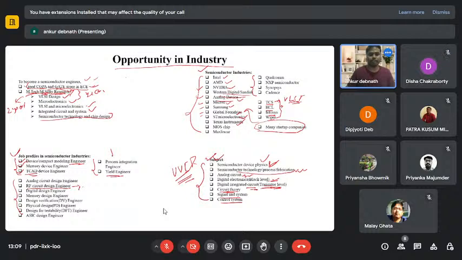This RF circuit design profile is there in Intel also. NVIDIA is also there. Not in Western Digital, but in NVIDIA. I think AMD, Intel, then GlobalFoundries, Samsung also have that RF profile. The demand is a little bit low as compared to analog circuit design engineers, and this subject is also a little bit difficult. But you need to do a course.